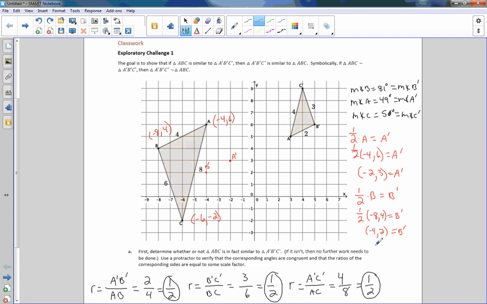Okay, so now we're going to do C. 1/2 of C equals C prime. 1/2 of the point C, which is (-6, -2), is going to equal C prime. Then 1/2 of -6 is -3, and 1/2 of -2 is -1, and that's where my C prime is going to be. (-3, -1), which is right here, and that is C prime.